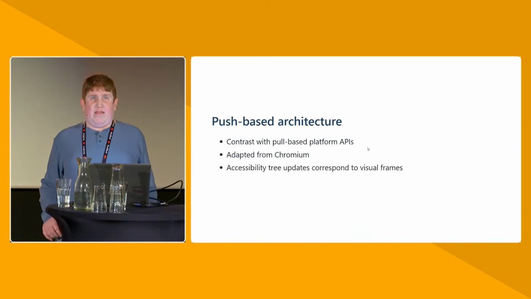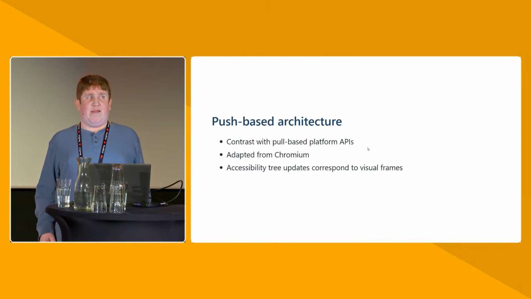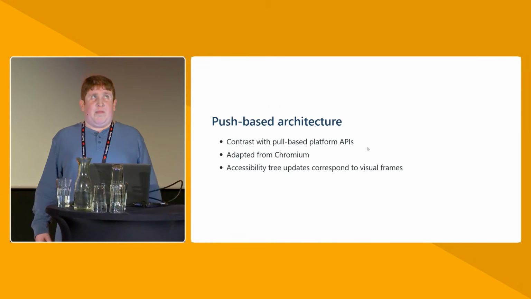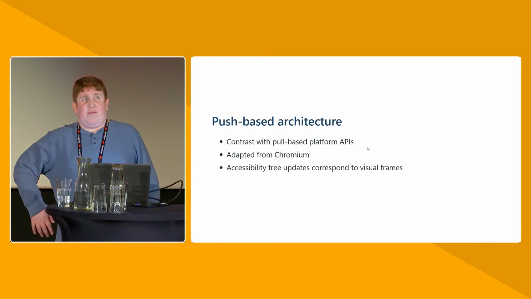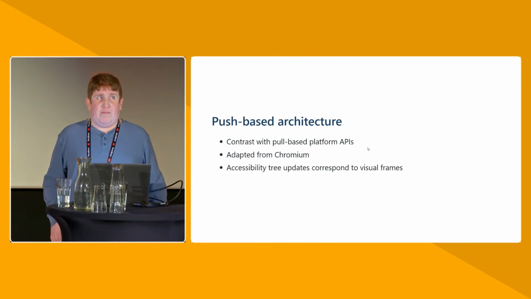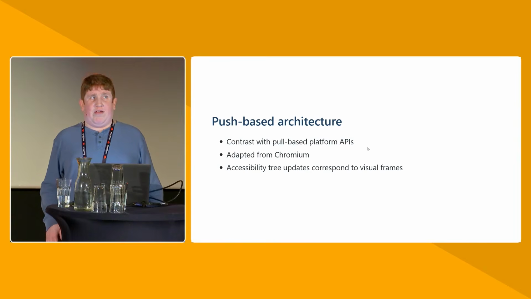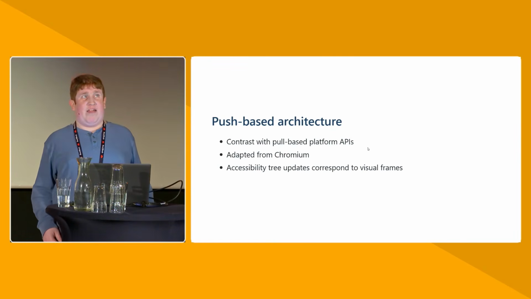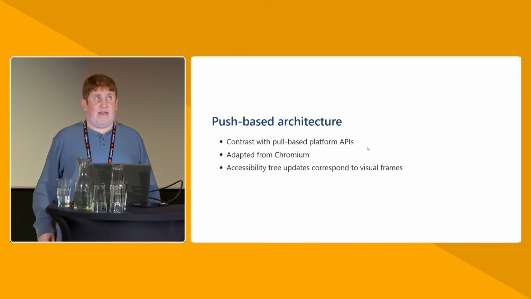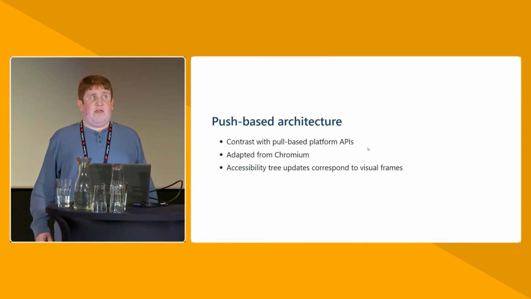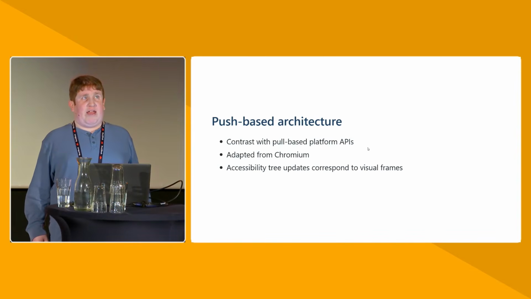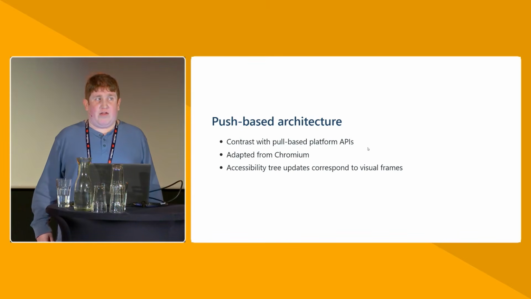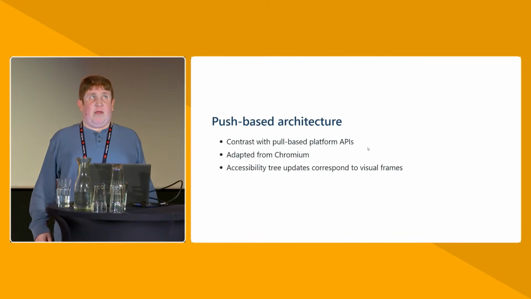And what this means for UI toolkit developers is that sending an accessibility tree update is conceptually similar to drawing a new frame of the UI. And in fact, you can put that in the same place in your UI lifecycle. So at the same time that you're drawing a new frame, you can push the corresponding accessibility update, and it's way less reliant on callbacks than the platform APIs are.